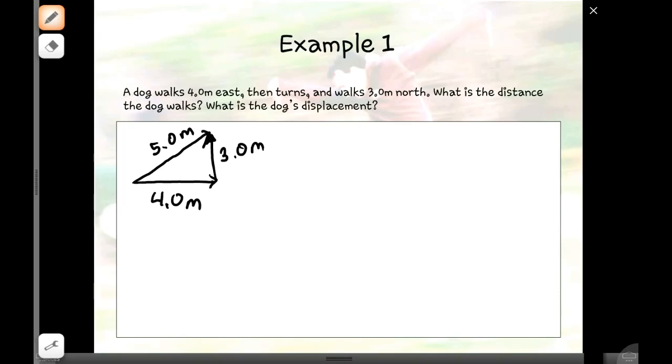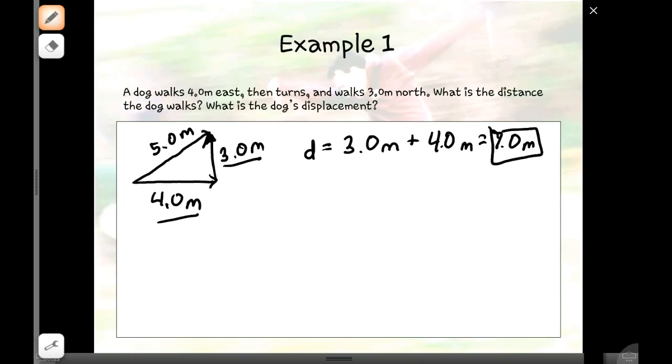Well, the distance is just adding up all these different legs. So I add 3 meters and 4 meters, 3.0 plus 4.0, and that gives me 7.0 meters. So that's the distance the dog walks. That's the length of the path.